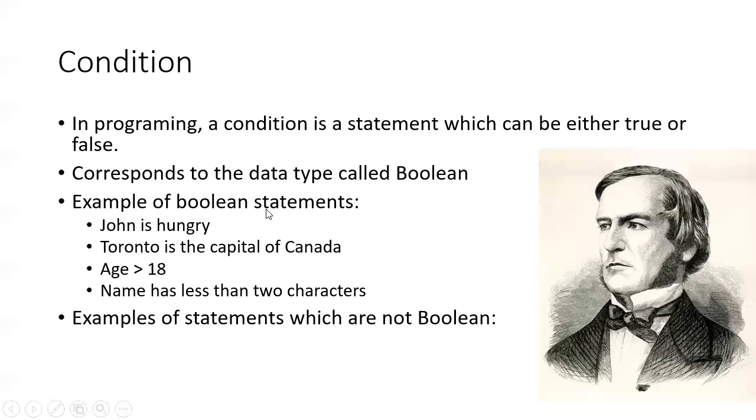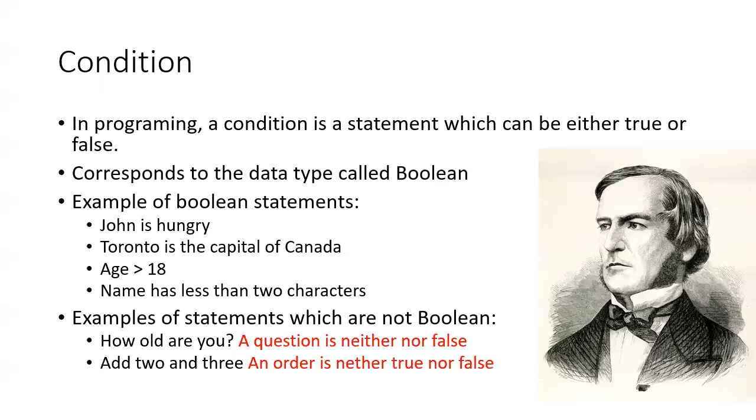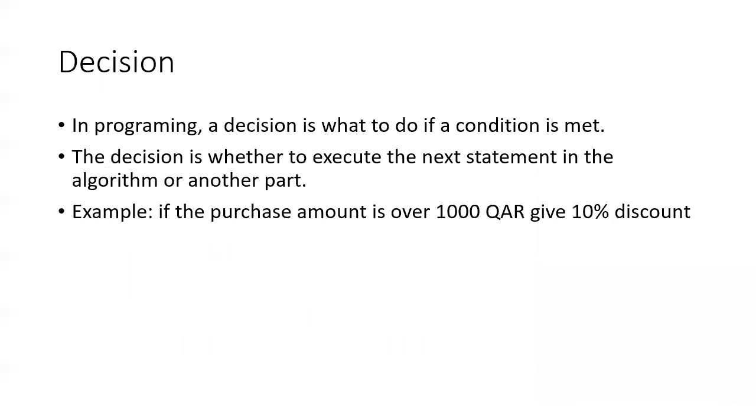Those are Boolean because each of those could be described as either true or false. Now, we've got some other things which are not Boolean. How old are you? That's a question, and it's not true or false, right? You answer it and you say how old you are. 2 and 3. It's not true or false. If we said 2 plus 3 is equal to 4, then we can say that was false. But 2 and 3, that's not true or false.